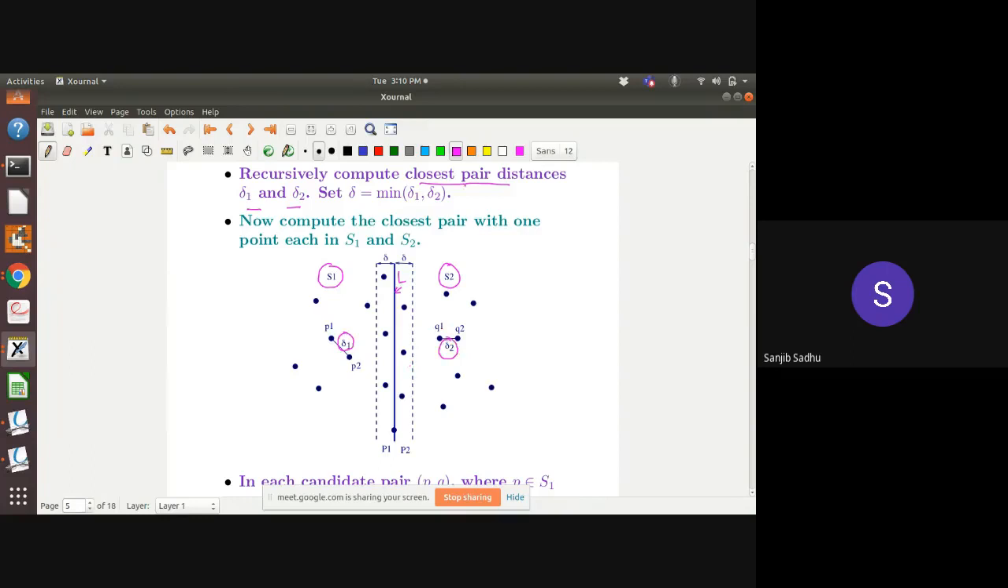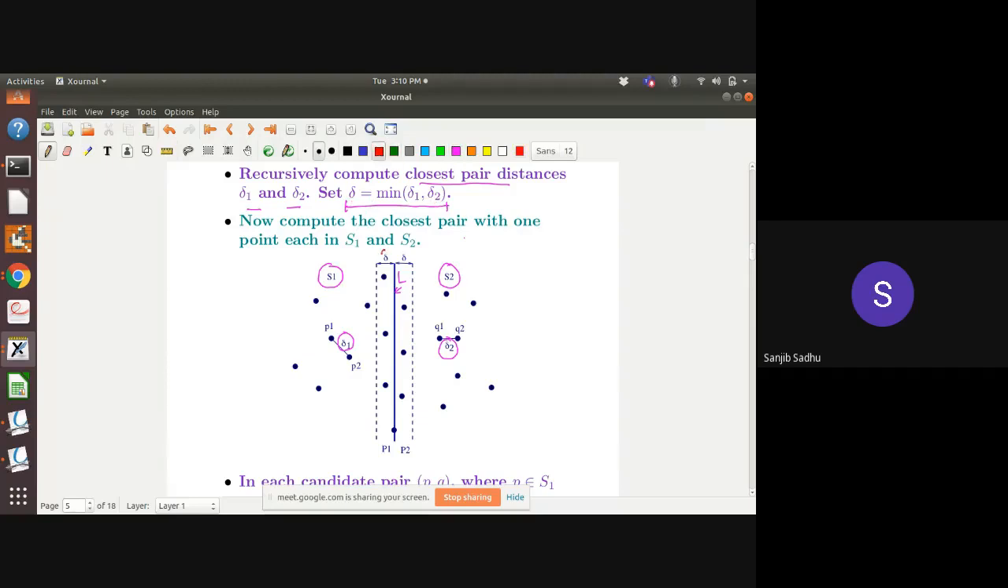Fine. Now what we have to do? I have to compute the minimum of this one, or the distance which becomes the minimum within this. Suppose now I am saying that delta is the minimum of delta 1 and delta 2.